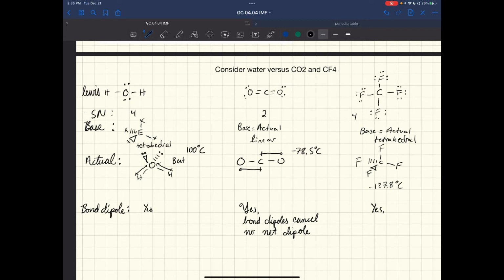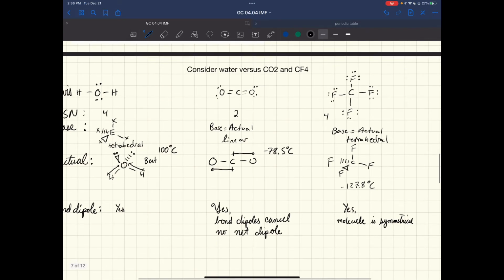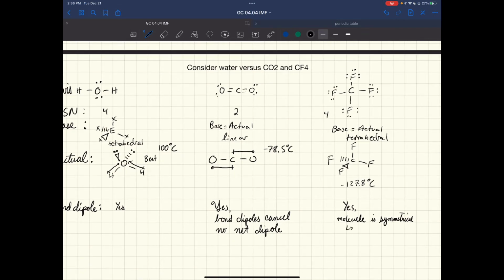I've got a fluorine bonded to a carbon, so yes, there are bond dipoles. But in this one, the molecule is symmetrical. And when the molecule is symmetrical, all bond dipoles cancel out. So we are left with no net dipole.